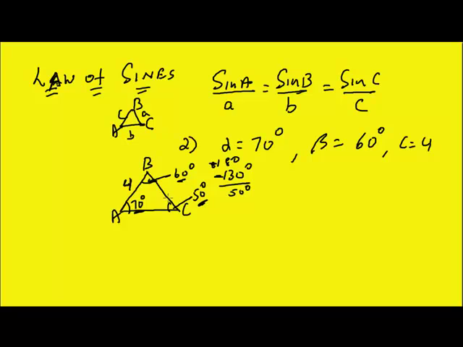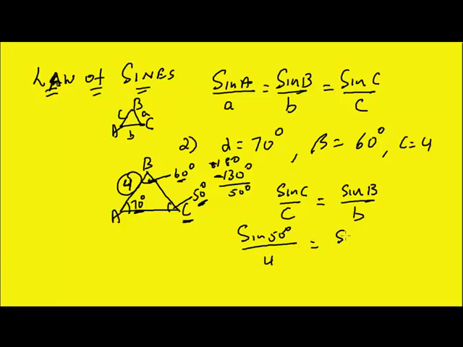So the law of sines says this: I know this angle, and I know the side across from it, so I can go sine of C is to C, and I can find any one of those other sides. Let's just go with sine of B, so that's easy. Sine of B is to side B. Let's plug in all the numbers we know: sine of angle 50 is to side 4 as sine of angle 60 is to side B.